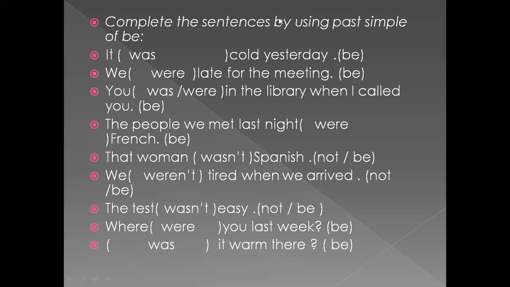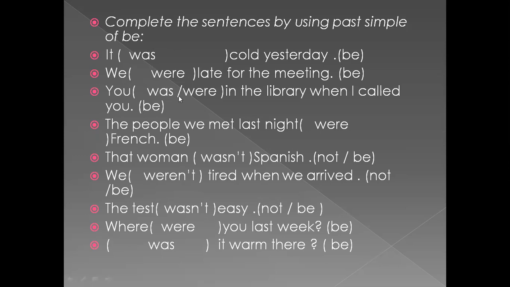And here I should use the past simple of be, and we said before that the past simple of be is was and were, and it depends on the subject that we are talking about. So here, the sentence begins with it, so I should use was because it's a singular subject. So, it was called yesterday. Here, we were late for the meeting. We used were because the subject is we, it's a plural subject.